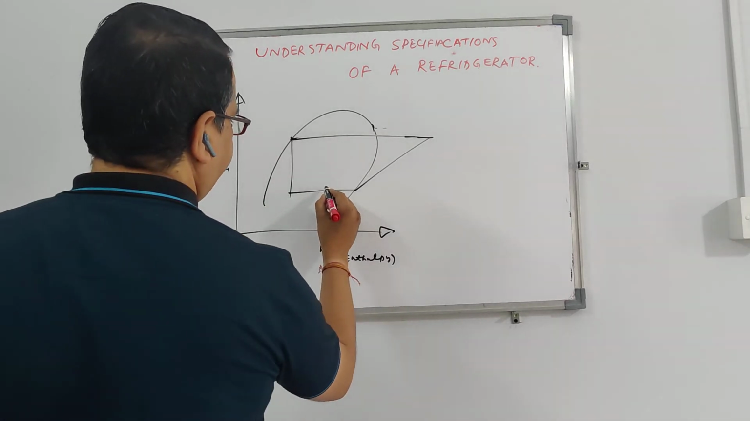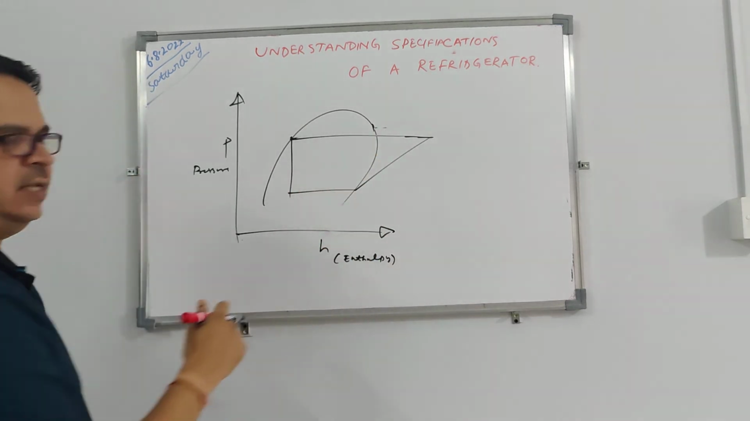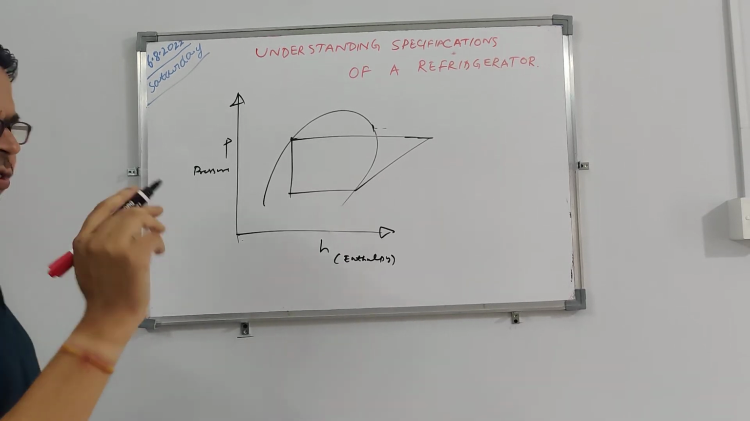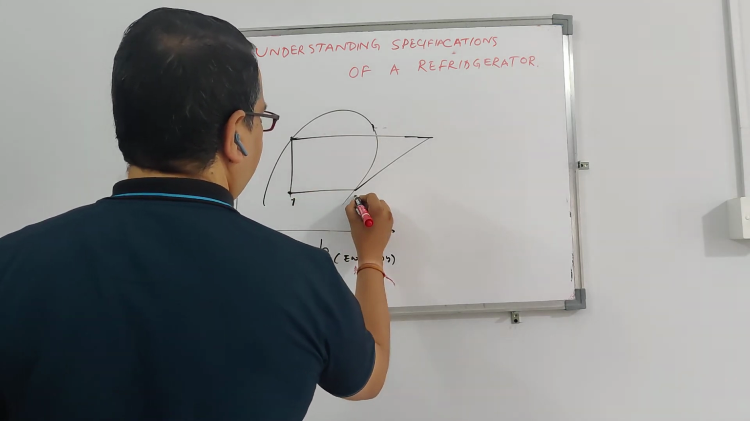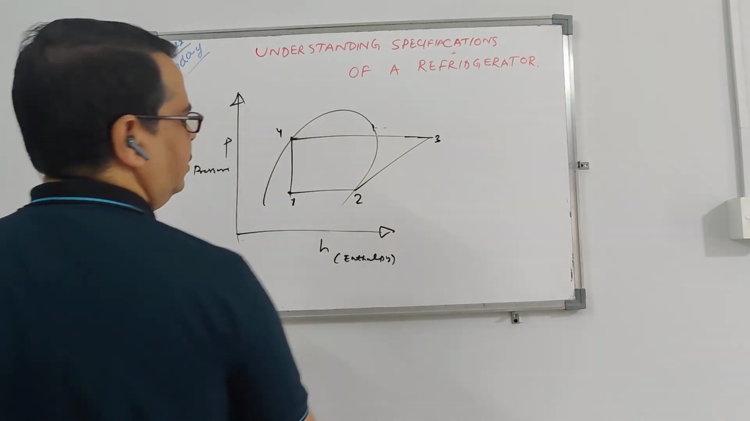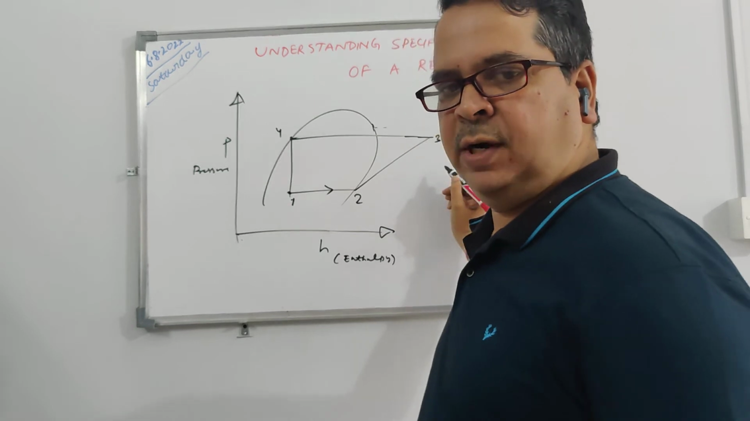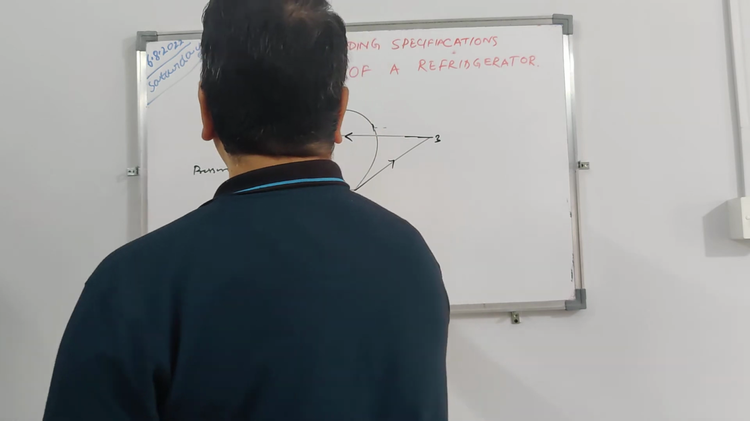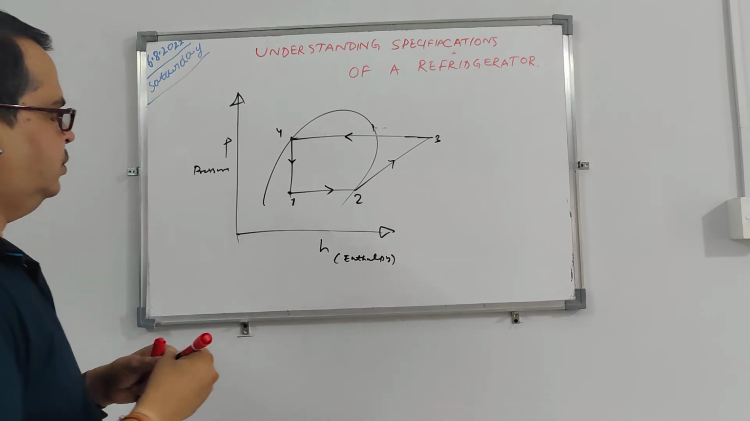There will be a refrigerant inside this. The refrigerant will go through the thermodynamic process. That refrigerant is nothing but chlorofluorocarbon, so just to remember that. Let us say we start with 1, 2, 3, 4. The refrigerant goes from 1 to 2, then from 2 to 3, then from 3 to 4, then from 4 to 1.